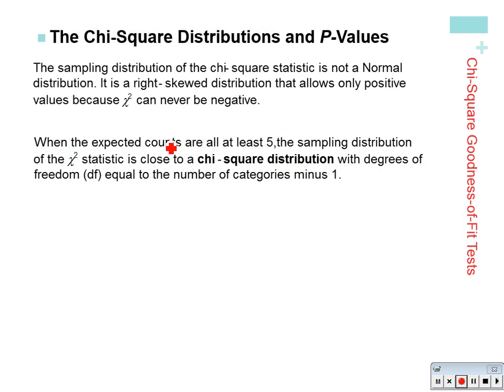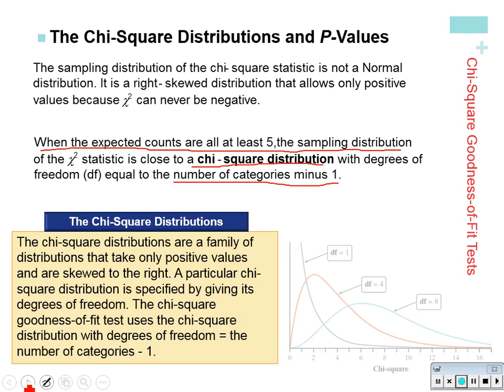So some different things when we're talking about expected counts. This is one of the conditions that we'll look at in the next lesson: when expected counts are all at least 5, the sampling distribution of the chi-square statistic is close to what's called a chi-square distribution, with the number of degrees of freedom equal to the number of categories minus 1. So here's a visual illustration of what that looks like.